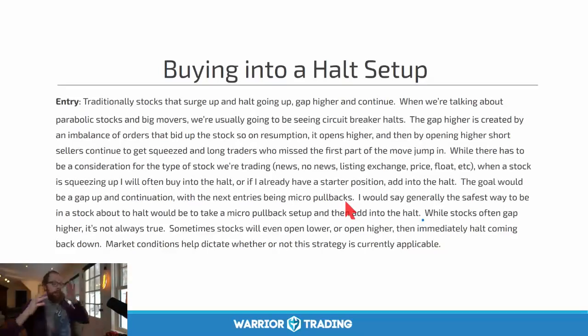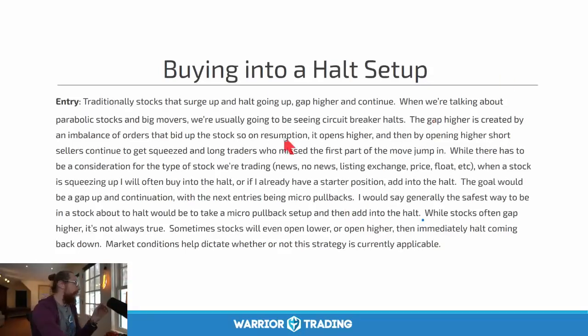That may not happen. So it's not impossible to have a stock that makes a really big move and actually doesn't halt that often, or perhaps doesn't halt at all. And that can be okay, but usually when we have these really big moves, we do see halts. So the gap higher is created by that imbalance of orders that bid up the stock, so on resumption it opens higher. Now you could have the imbalance to the downside on a halt going down, with more sell orders selling it down, and then it opens lower.